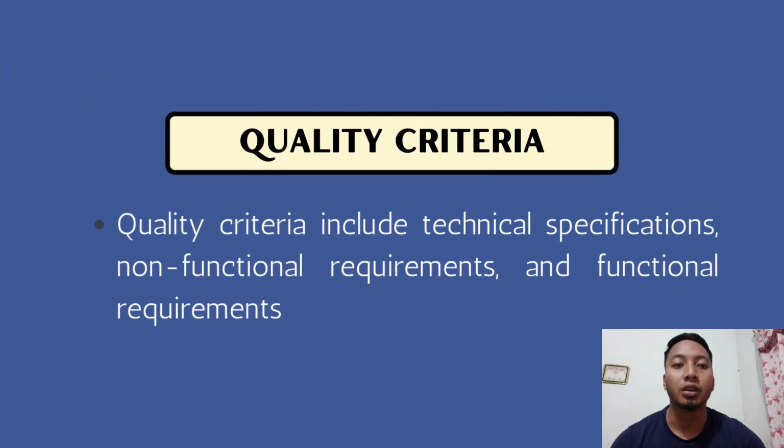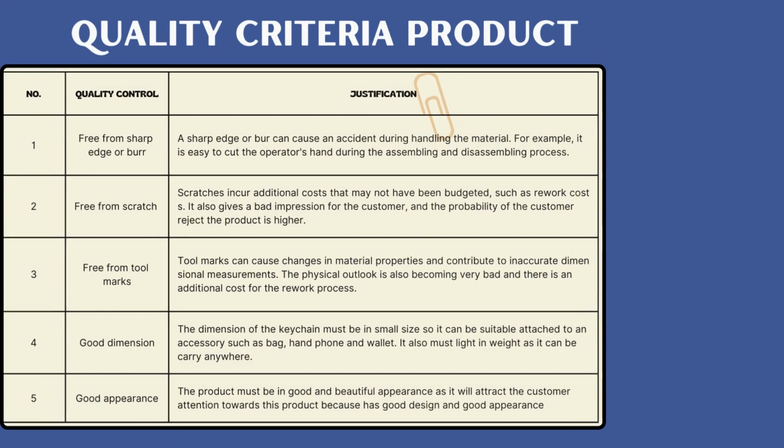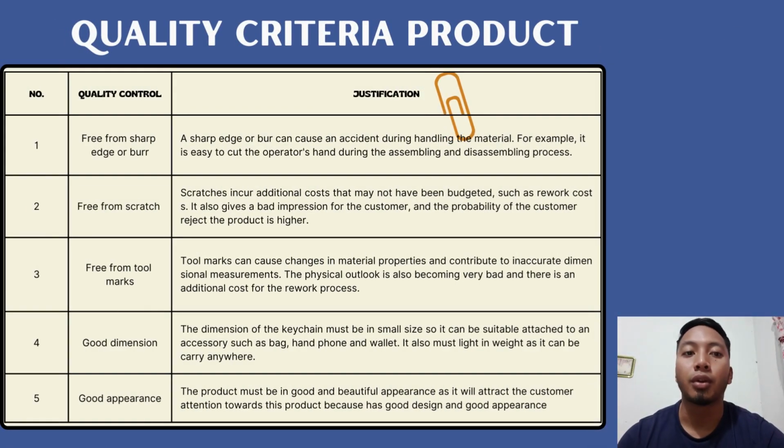Now, I would like to share the discussion for our project. First is quality criteria. Quality criteria include technical specification, non-functional requirement, and functional requirement. This is the quality criteria for our product. First is free from sharp edge or burr. A sharp edge or burr can cause an accident when handling the material. For example, it is easy to cut the operator's hands during the assembling and disassembling process.